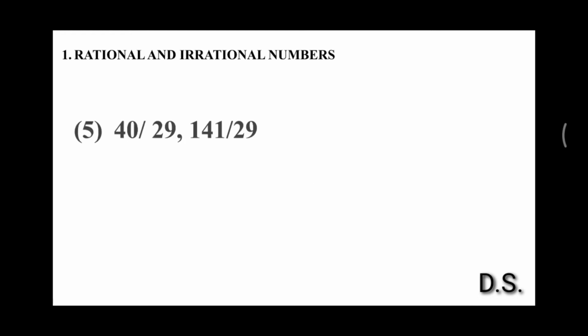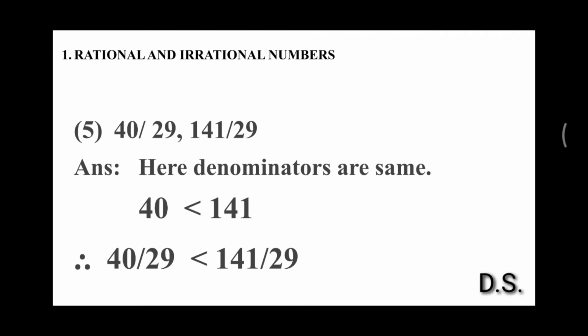Next question. 40 upon 29, 141 upon 29. Look at these two numbers. Both the numbers have the same denominator, that is 29. So we compare the numerators. 40 is less than 141. That's why 40 upon 29 is less than 141 upon 29.